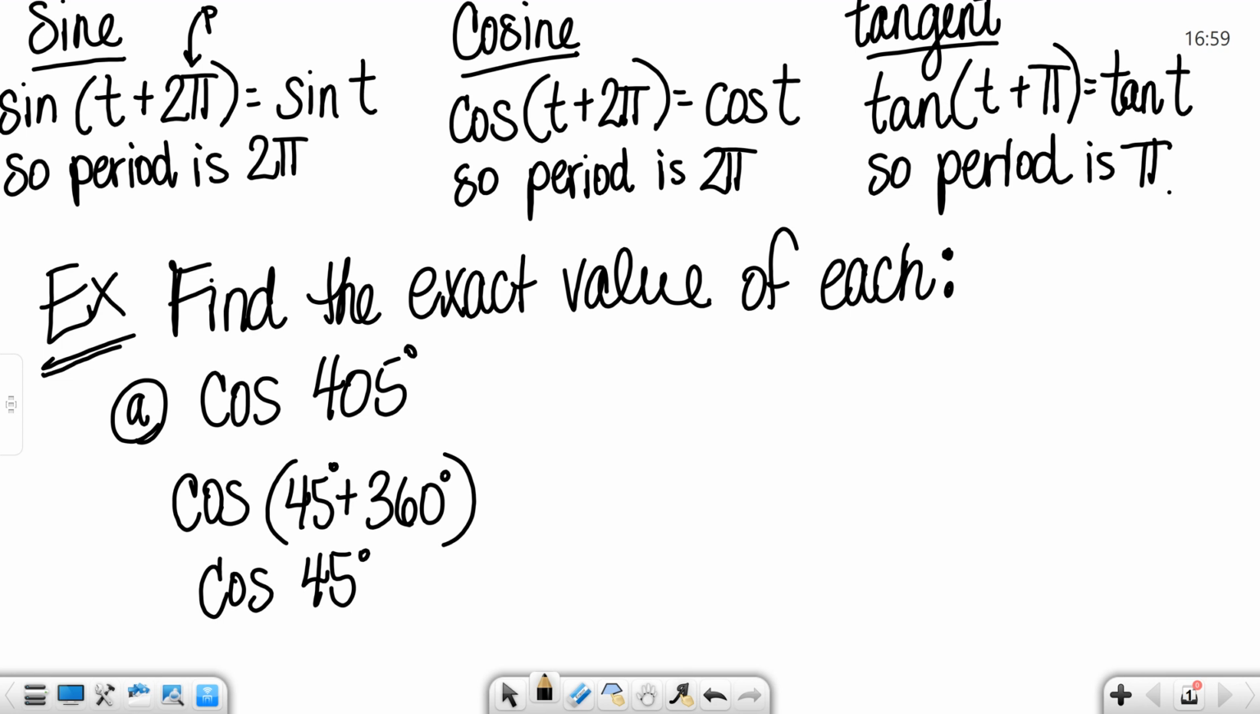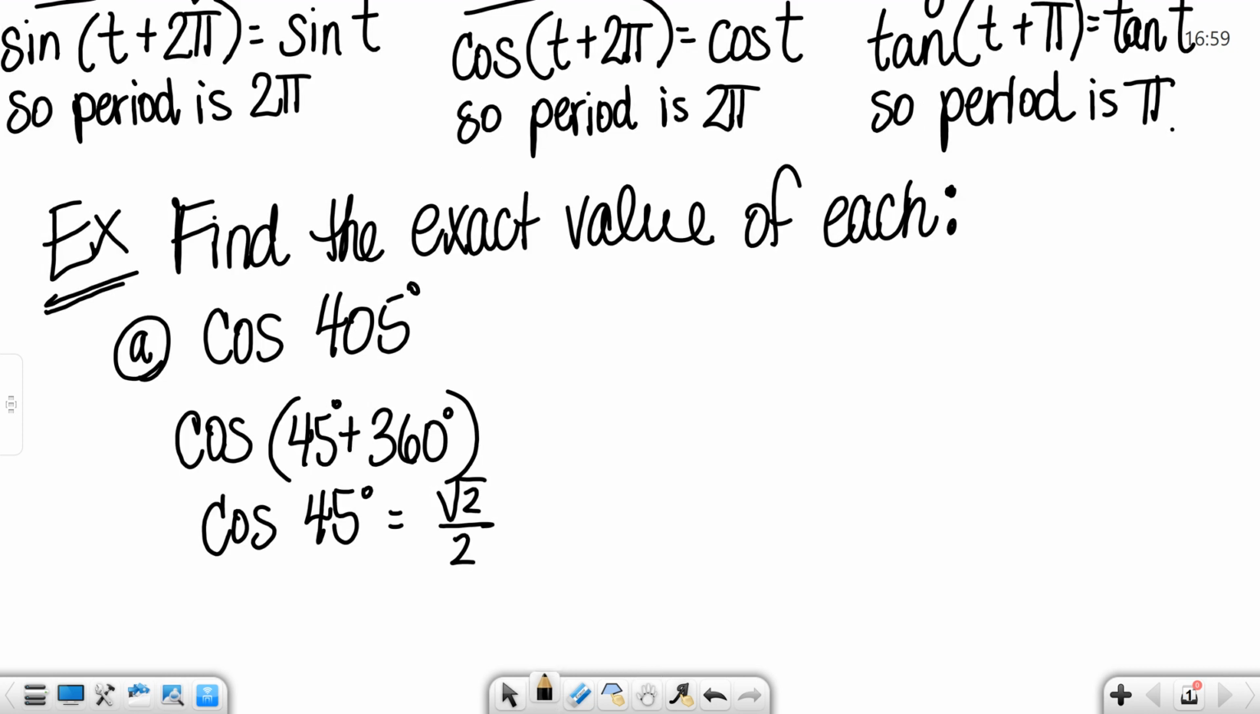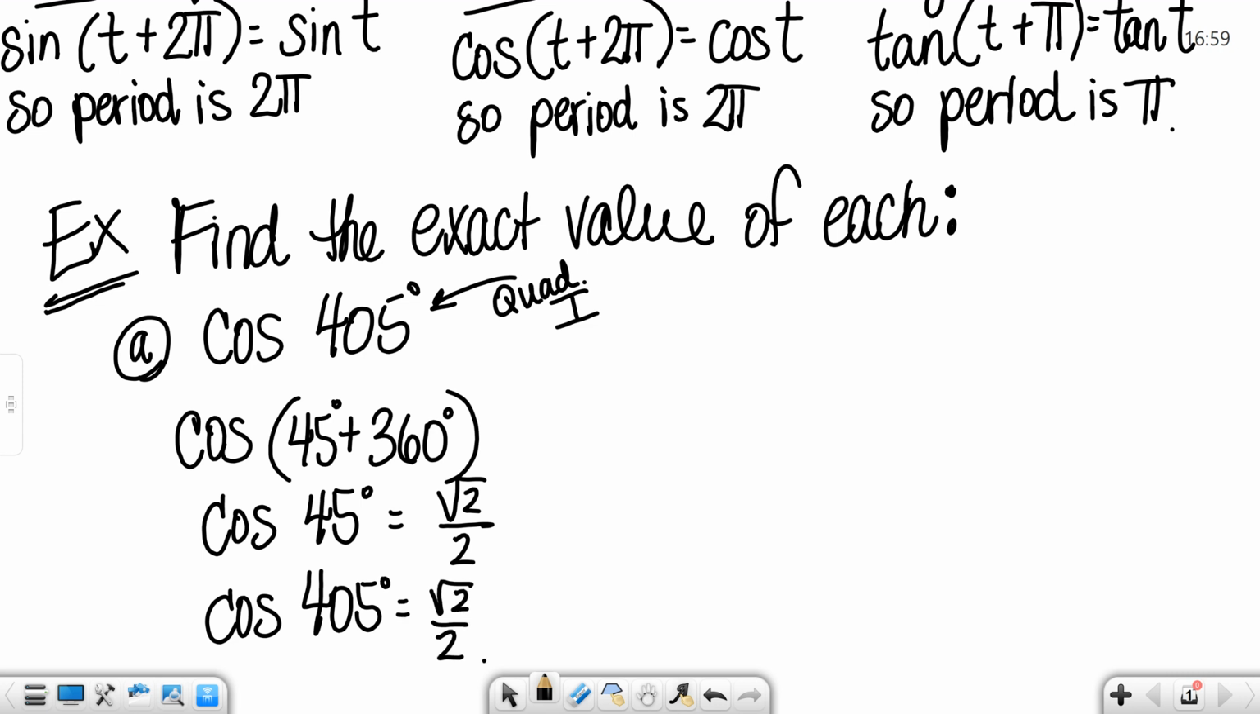Very similar to reference angles. What is the cosine of 45? Well, the cosine of 45 using our table or using our little hand trick is the square root of 2 over 2. Pay attention to what quadrant 405 is in. 405 is in quadrant 1, and that's where everything is positive. So I can confidently say the cosine of 405 degrees is positive square root of 2 over 2.